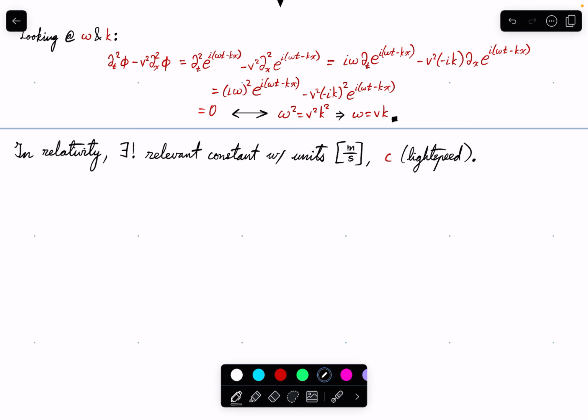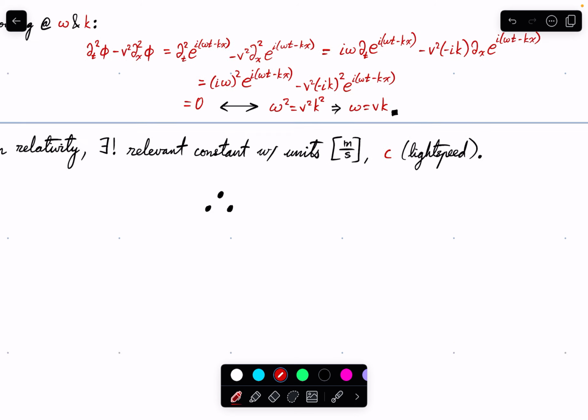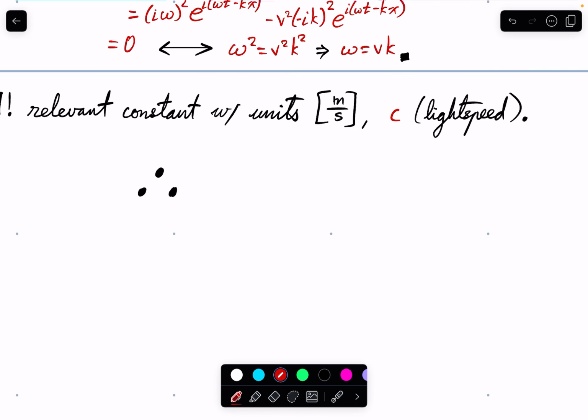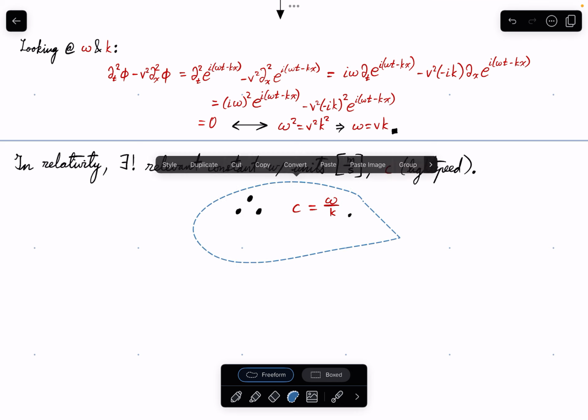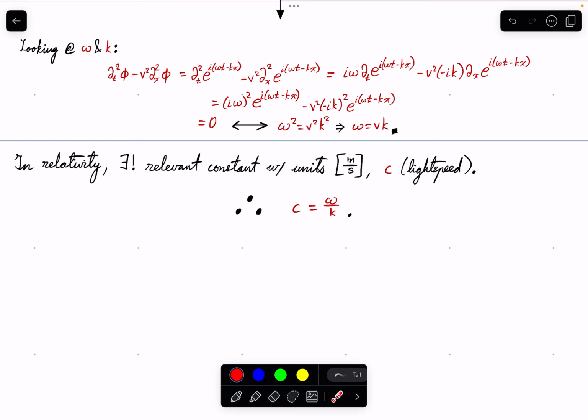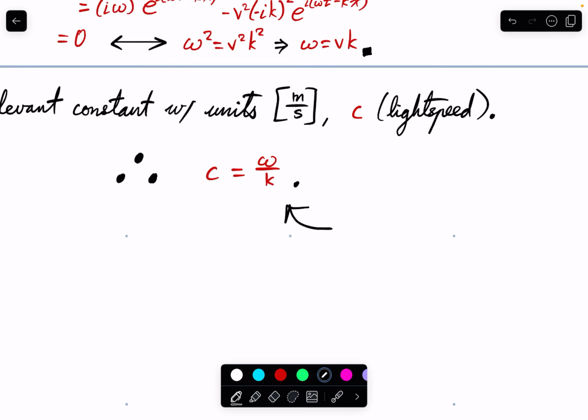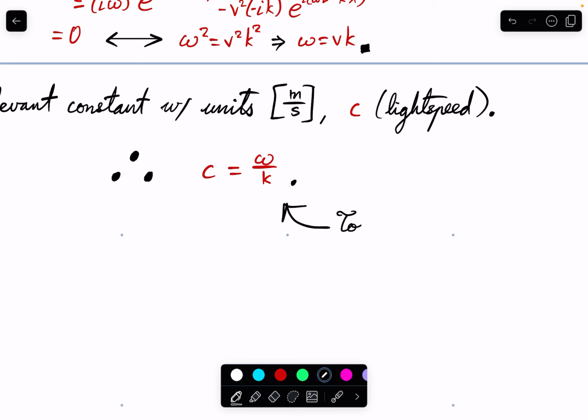So we get this in relativity, we get this result, relativistic quantum mechanics, that is. We get the result that c is equal to omega over k, which is plugging in c into this v and then dividing by k. This actually turns out to be for massless particles.